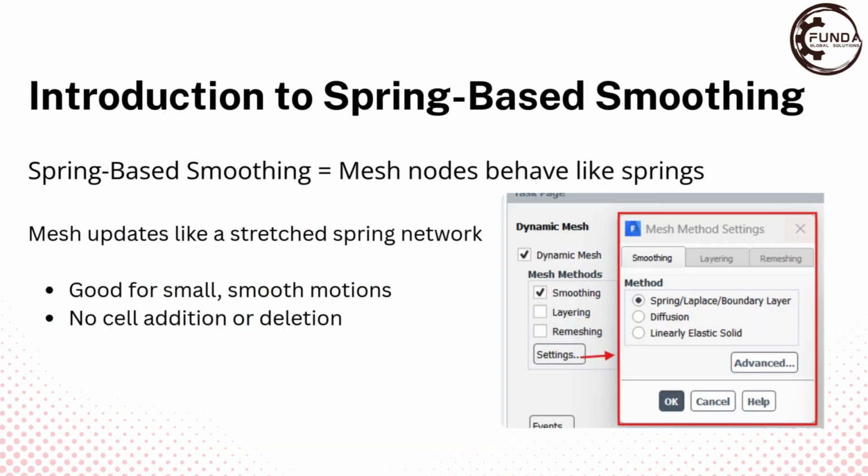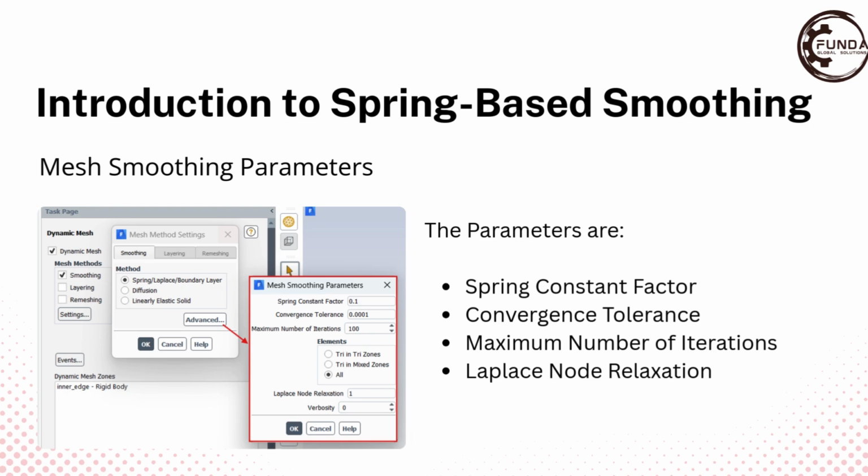Spring-based smoothing is one of the core methods used by Fluent to update mesh positions during dynamic mesh simulations. In this method, mesh nodes behave like they are connected to each other with tiny springs. As the boundary moves, the internal mesh stretches smoothly, preserving continuity. Imagine your mesh as a network of springs. When the boundary moves, the spring forces distribute the displacement into nearby cells, allowing the mesh to deform smoothly. This method is ideal for small and continuous motions, because it does not add or remove cells, it simply stretches the existing mesh.